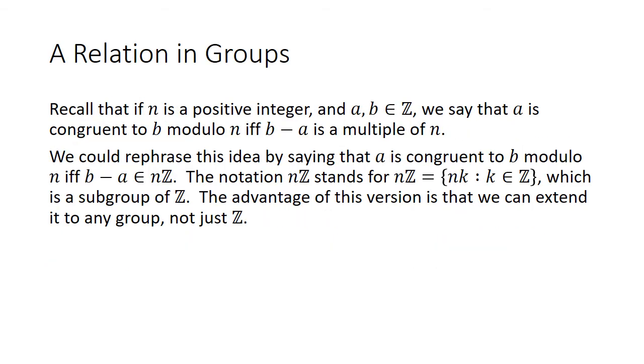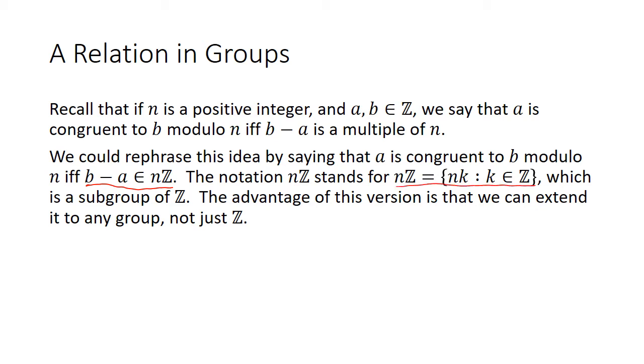Okay, so let's start off by defining a relation in groups. So this relation is going to be defined by analogy with the modulo n relation that you're familiar with for integers. So let's just talk about that a little bit first. So recall that if n is a positive integer and a and b are elements of the integers, we say that a is congruent to b modulo n if and only if b minus a is a multiple of n. So another way to rephrase that to make it a little more similar to groups is we could rephrase this by saying that a is congruent to b modulo n if and only if b minus a is an element of nZ.